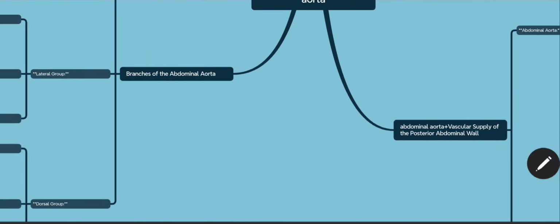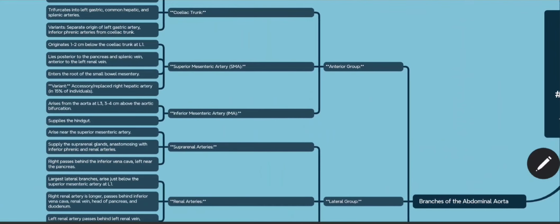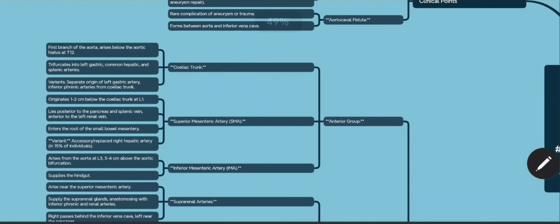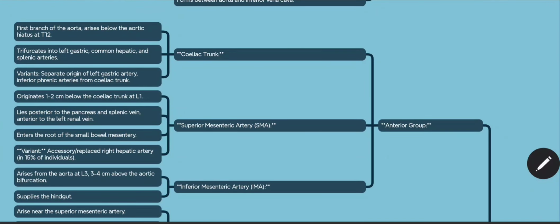Then, branches of the abdominal aorta. There are anterior, lateral, and dorsal groups. What comes under the anterior group? Celiac trunk, superior mesenteric artery, and inferior mesenteric artery. The first branch of the aorta arises below the aortic hiatus at T12. It trifurcates into the left gastric, common hepatic, and splenic arteries. Those make up the celiac trunk. Variants can be a separate origin of the left gastric artery, or inferior phrenic arteries arising from the celiac trunk.